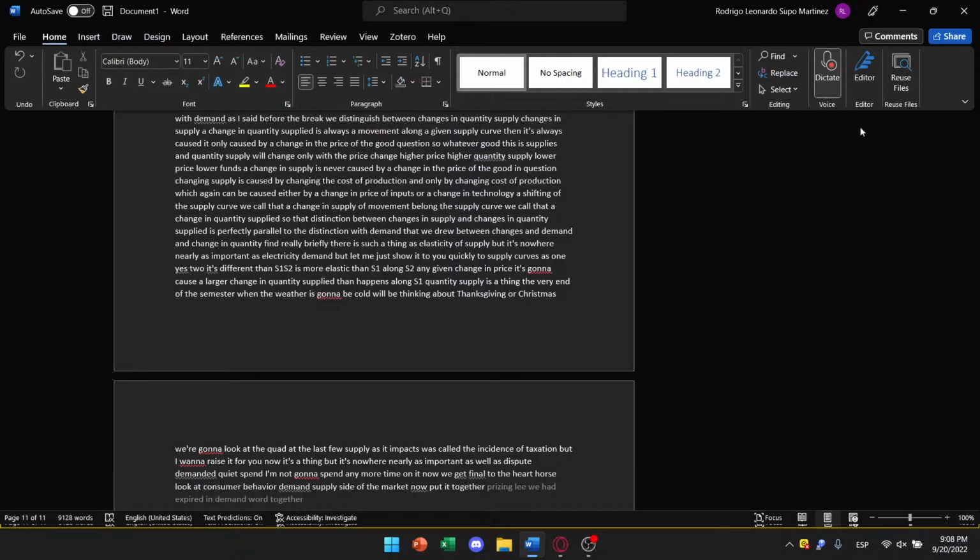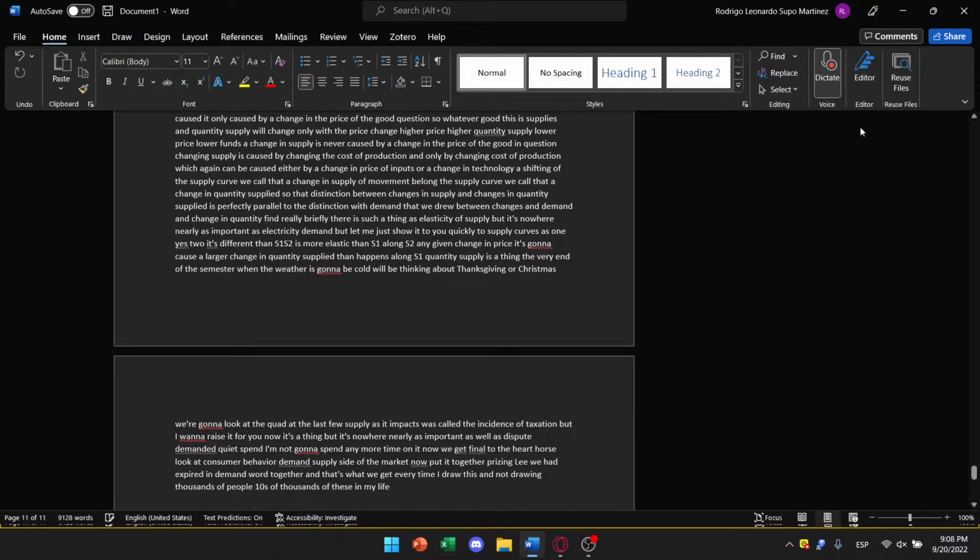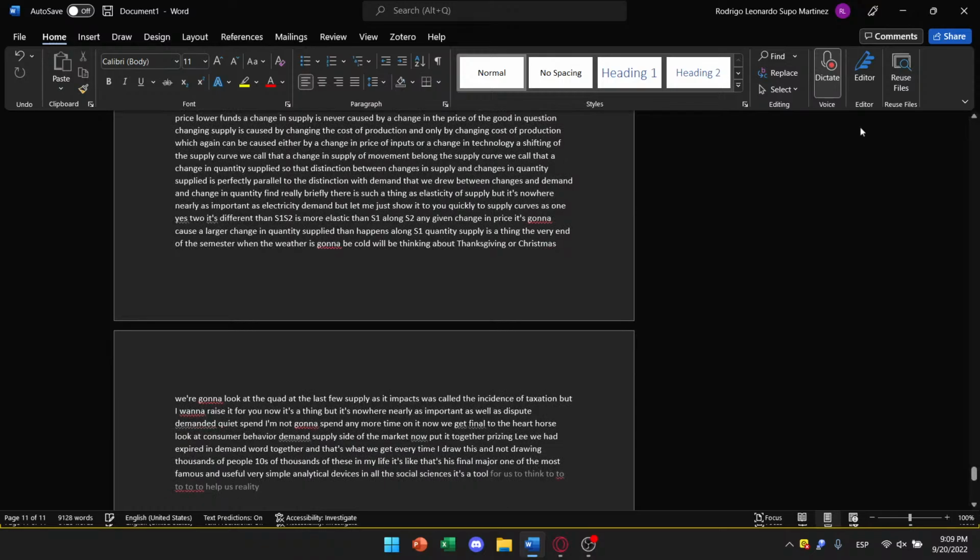Every time I draw this, and I'm drawing thousands, tens of thousands of these, I get excited. That's the supply and demand curve. Probably one of the most famous and useful, very simple analytical devices in all of the social sciences. It's a tool for us to think, to help us understand reality. It's not reality itself. It's a tool that we use to help us understand reality.